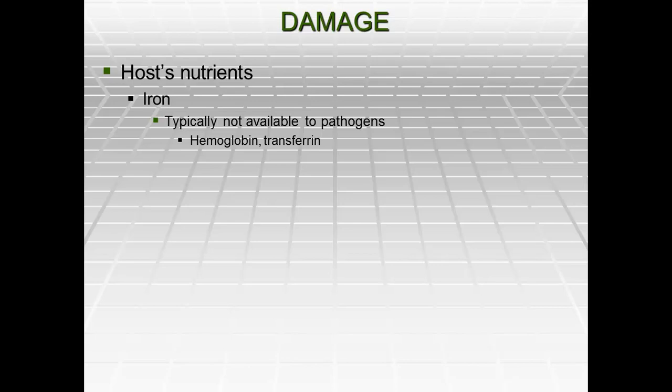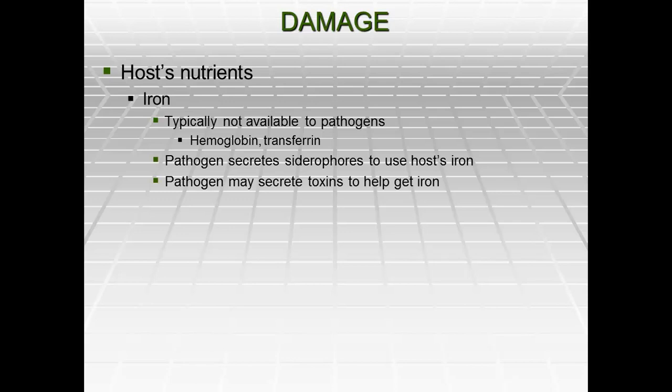A pathogen may secrete siderophores to use the host's iron. Siderophores take the iron from the host iron-binding proteins. The pathogen may secrete toxins to help to get iron. So it secretes toxins to kill the host cells to free up the iron.